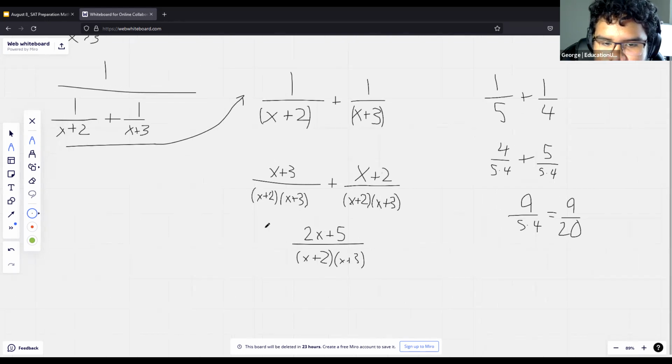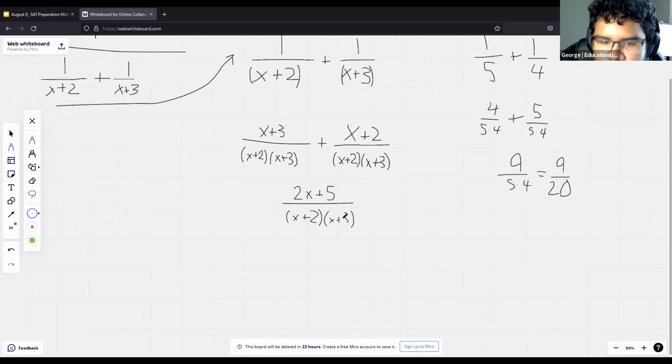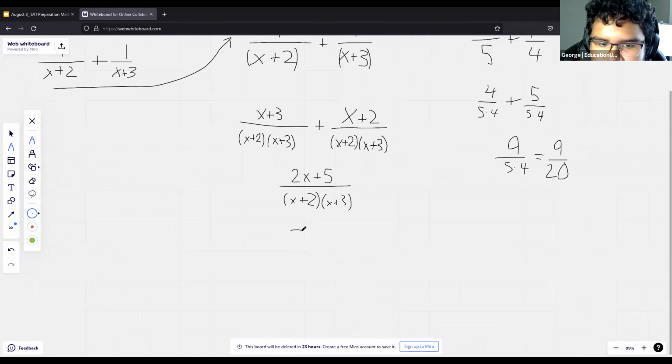So now that we have this, we can multiply out the bottom denominator, because we can't simplify it any further. We can't do any cancellation on the top to try and simplify it. We just have to multiply it out. So what we get is 2x plus 5 divided by, so we've got to do a binomial multiplication here.